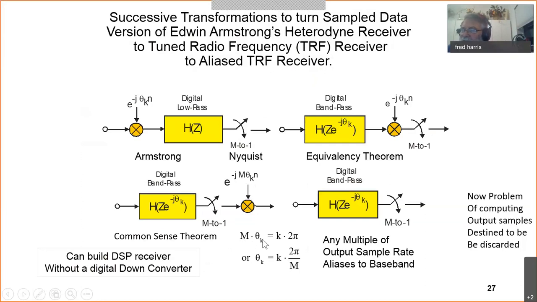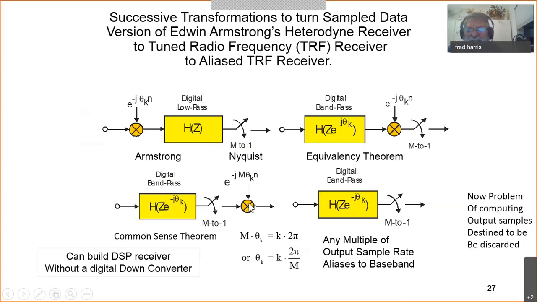Wouldn't it be neat if M times theta were congruent to 2 pi? That's a strange word, congruent to 2 pi. It means it's a multiple of 2 pi. Well, if M times theta is a multiple of 2 pi, then theta must be a multiple of 2 pi over M. Theta must be a multiple of the output sample rate. If the input center frequency was a multiple of the output sample rate, when you lower the sample rate M to 1, then your signal has aliased to baseband. And if it's aliased to baseband, this number that I'm multiplying by is always the number 1.